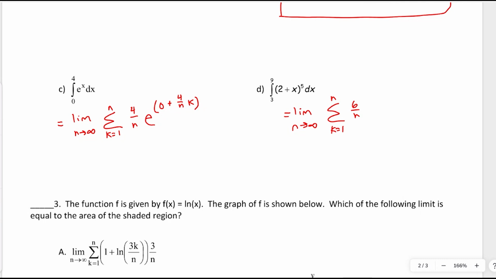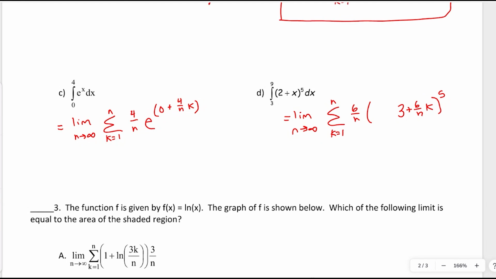times, actually, I'm going to leave a little extra space in these parentheses, because the function here is 2 plus x, not just x. If it were just x, we would have 3 plus 6 over n times k, right? But it's not just x, it's 2 plus x. So that 2 doesn't just disappear. It's still going to be 2 plus.